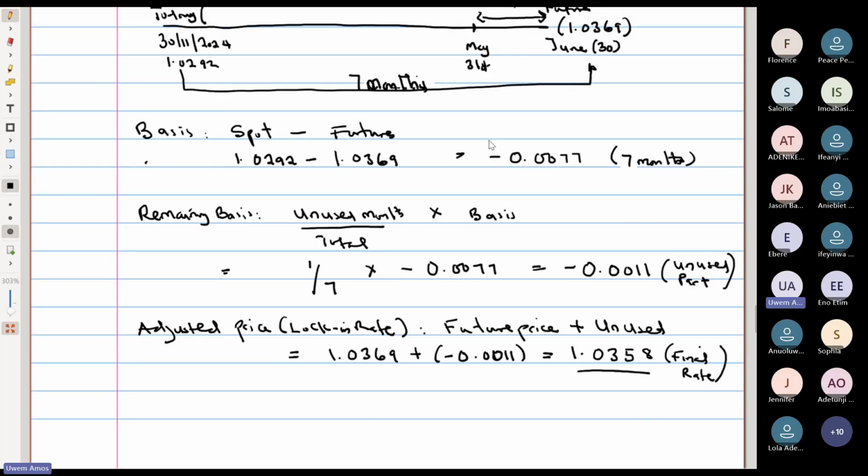And that is basically your futures price plus the unused part. Because this is minus, it automatically changes to minus. So that would be 1.0369 plus minus, which automatically changes to minus. And that gives you 1.0358 as our final rate. So with that, we can then do our conversion to determine what our value is in futures. But let me take questions first before I take that conversion part. Sophia, please go ahead quickly.